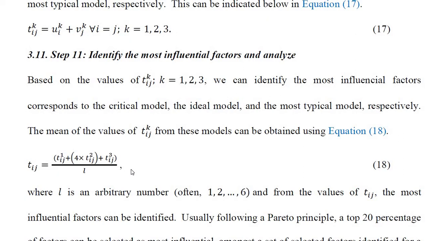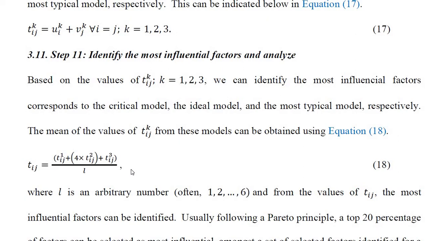The ideal model is the best case, which cannot happen all the time, and the critical model is the worst case, which also cannot happen all the time. So we give priority 1 to each of them, Tij1 and Tij3, and we give 4 times weighting to the most typical model: Tij1 plus 4 into Tij2 plus Tij3. So the ideal and critical get the least weighting, the most typical model gets the most weighting, and we divide by L.